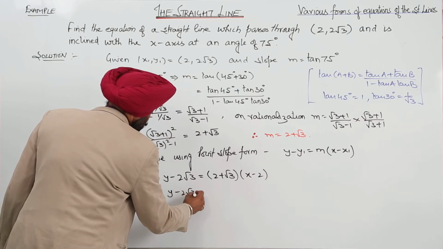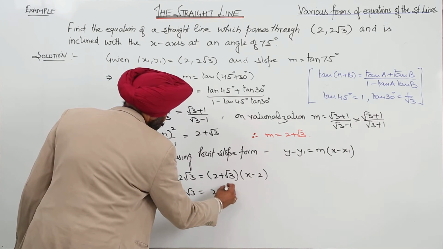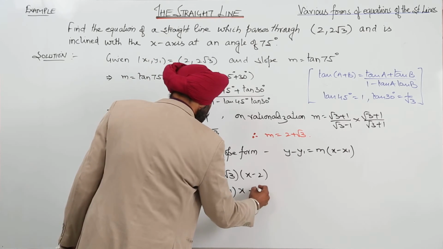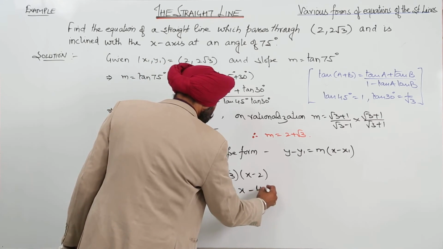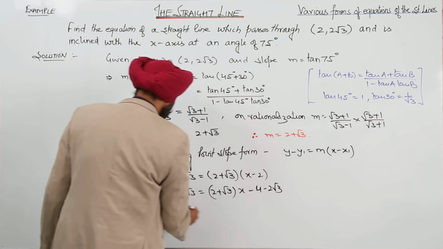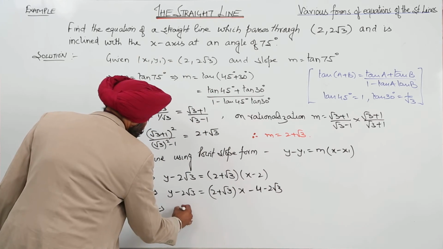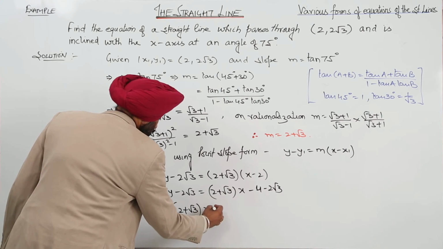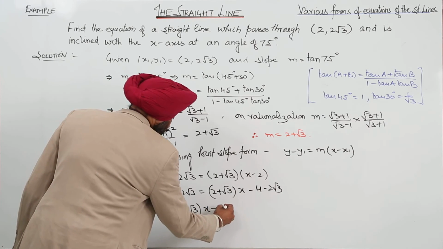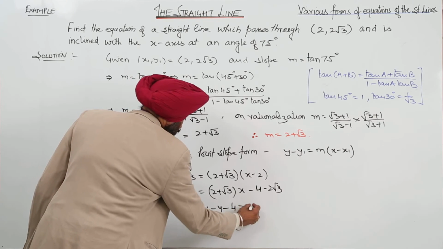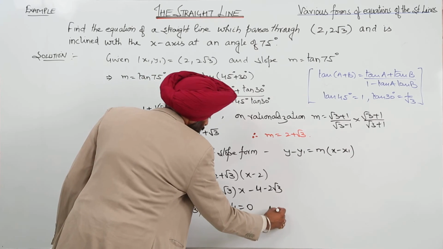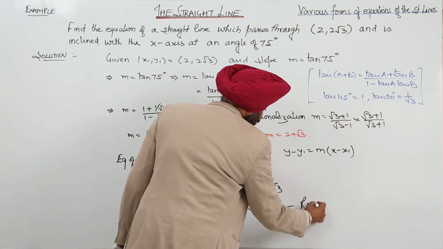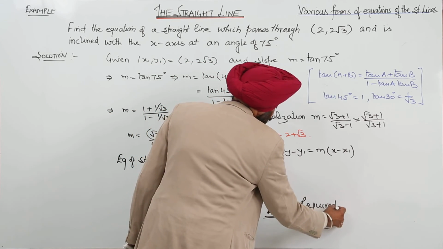y minus 2√3 is equal to (2 plus √3) with x minus 4 minus 2√3. So (2 plus √3)x minus y minus 4 is equal to 0. This is the answer. Required equation.